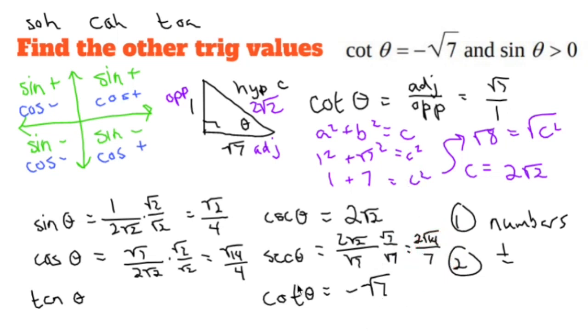Last but not least, if my cotangent is negative root 7, okay, I'm not worrying about negatives right now. I already said that. Let's not worry about negatives. This becomes 1 over root 7 times the top and the bottom by root 7 over root 7, and that gives me root 7 over 7. Now, last but not least, I need to apply my negatives.